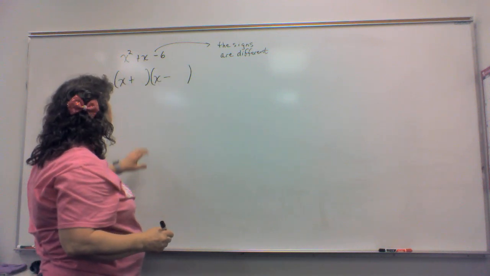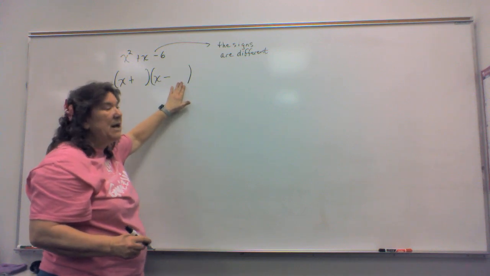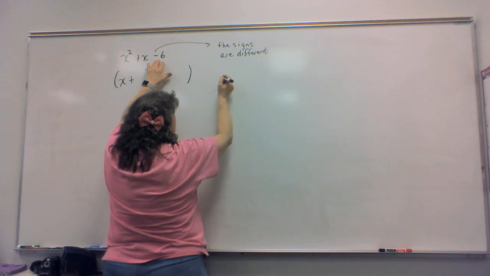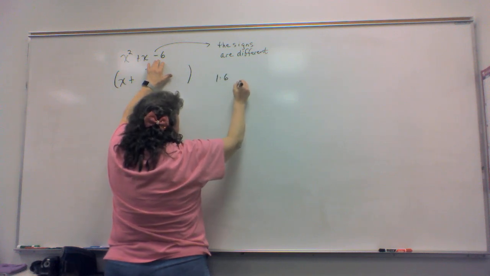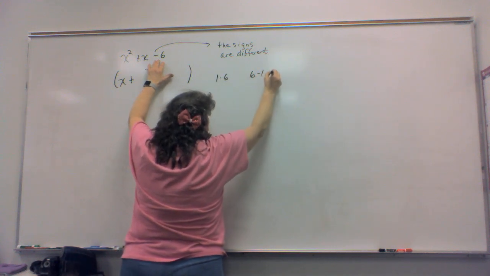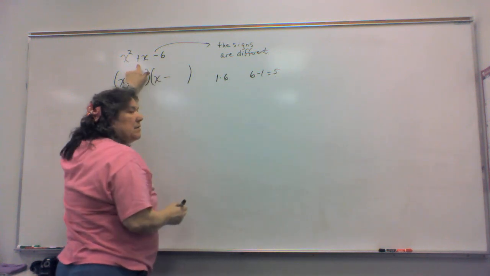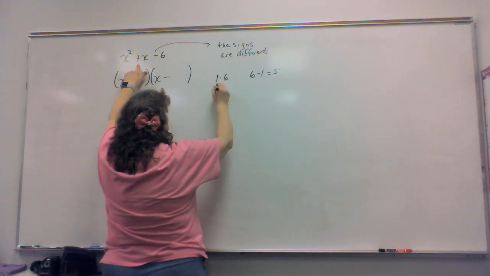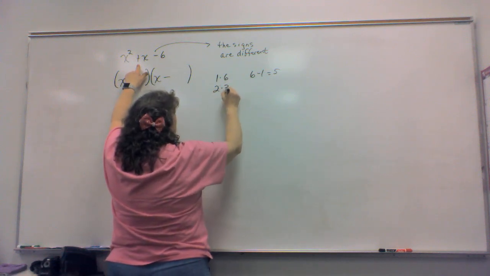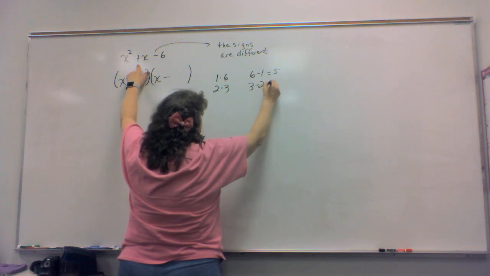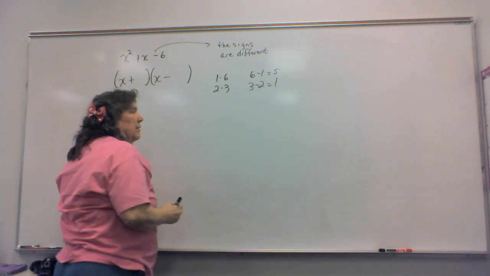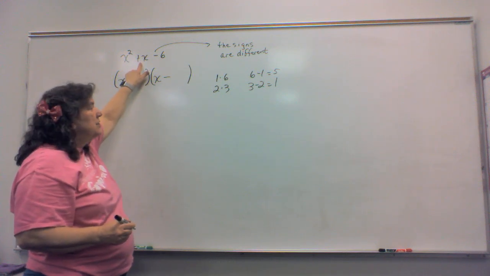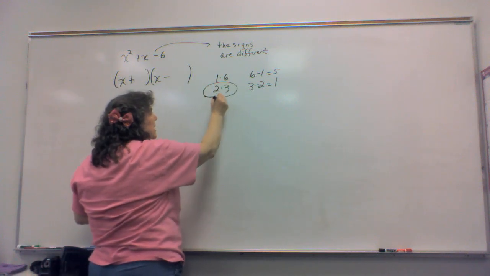Now, because one is plus and one is minus, your factors have to be subtracted because the signs are different. So you have 1 times 6. 6 minus 1 is equal to 5. Is that my middle term? No, it is not the coefficient of the middle term. So now I have 2 times 3, and 3 minus 2 is equal to 1. Okay? So 1 is my coefficient here. So I know that this is the pair that I want.